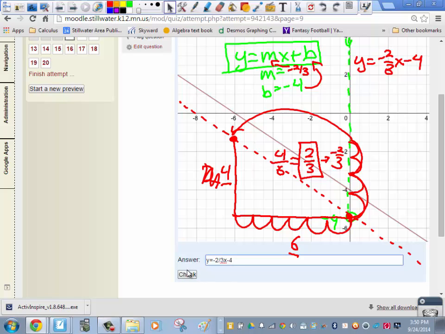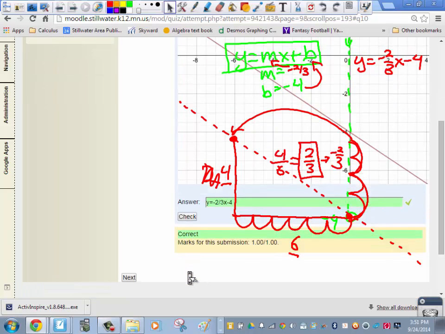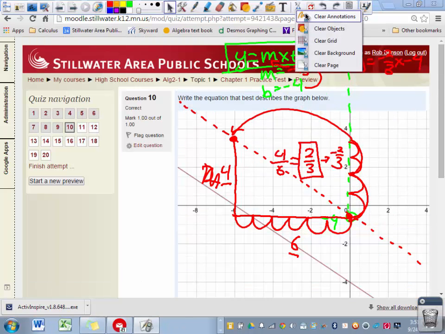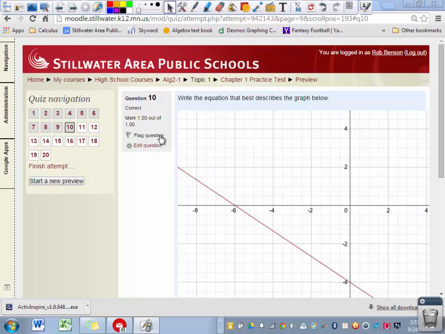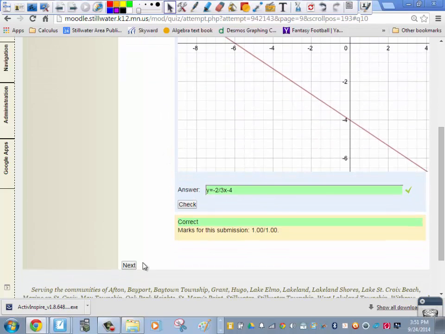Negative 2/3 x minus 4. Check it. Hopefully I didn't make a mistake. Yeah, there we go. Okay. Clearing the annotations on this. Let's move on to the next problem. Next.